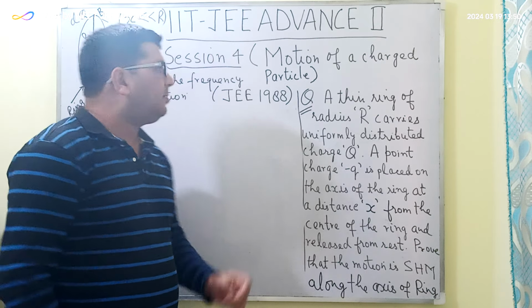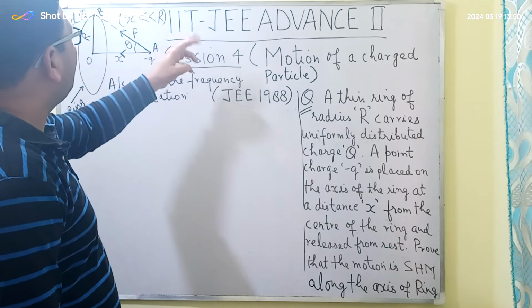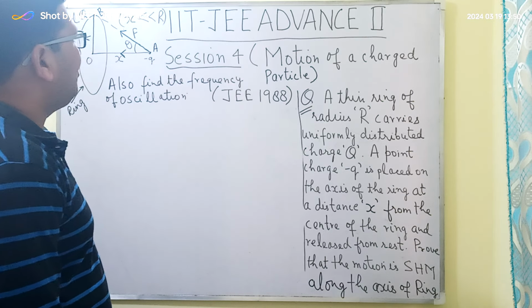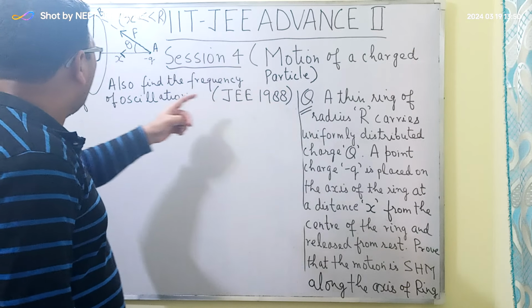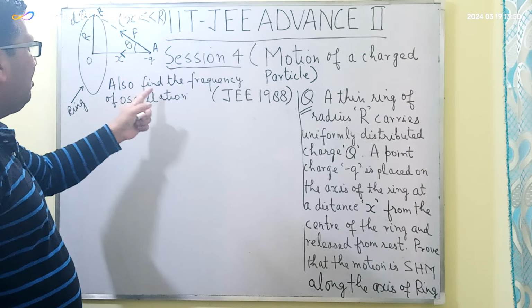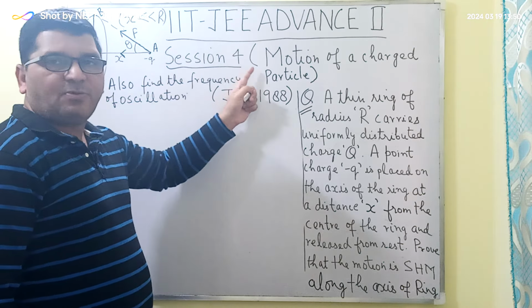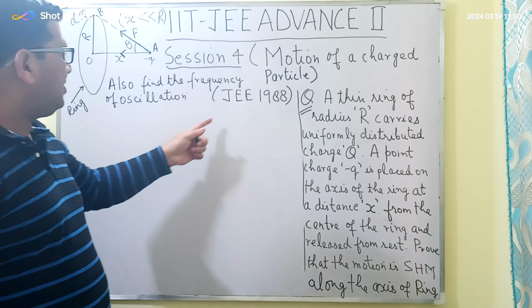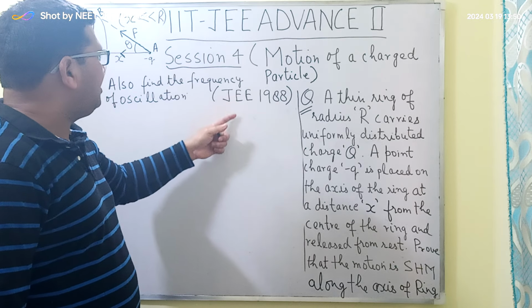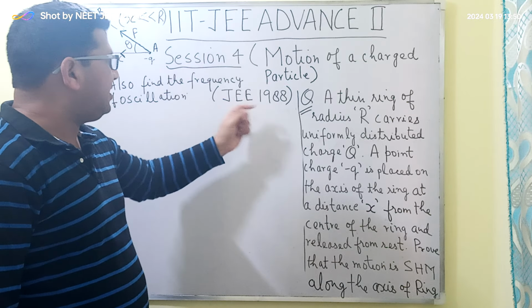Good afternoon, everyone. This is session 4 from the playlist of IIT JEE Advanced Part 2. The topic is motion of a charged particle, and this topic is from the chapter of electric charges and fields. And today I have taken one question which was asked in the JEE examination in 1988.